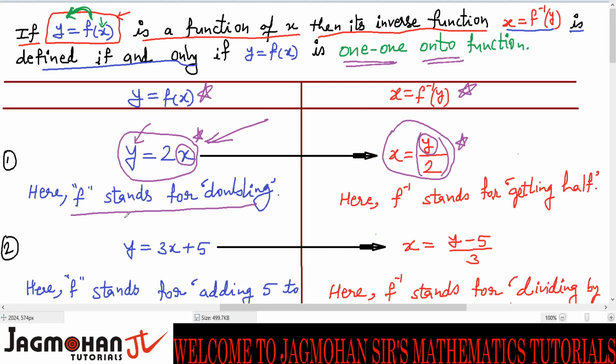Here the function f stands for doubling, but the inverse, f inverse, stands for getting half. See, what is the function here? The function is you are getting half of the domain value.